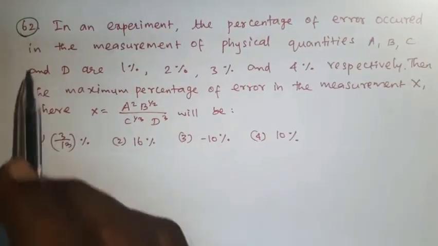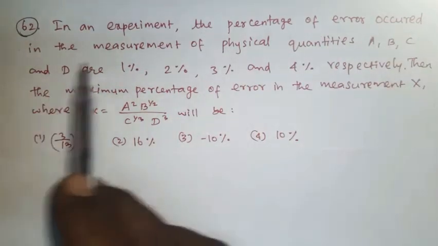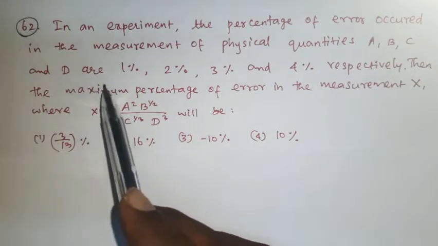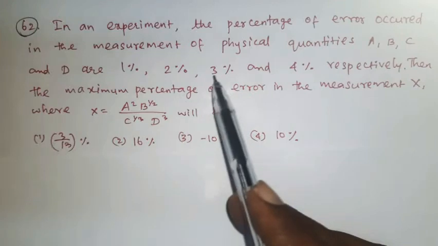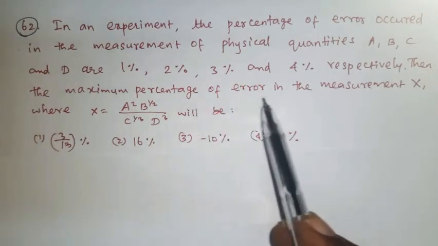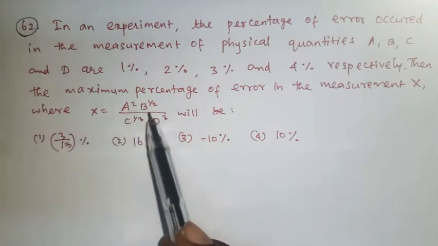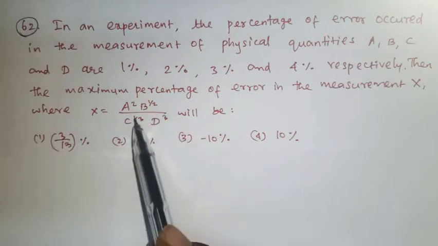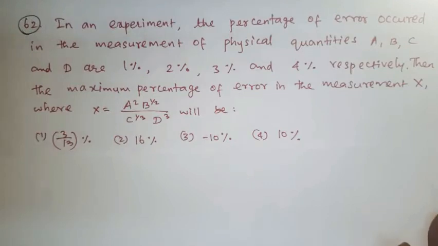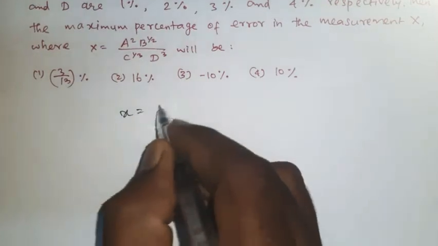Question number 62. In an experiment, the percentage of error occurred in the measurement of physical quantities A, B, C and D are 1%, 2%, 3% and 4% respectively. Then the maximum percentage of error in the measurement of X, where X is given as A square B power 1 by 2 divided by C power 1 by 3 and D cube, will be. Now we are going to find out the maximum percentage error. Given X is equal to A square B power 1 by 2.